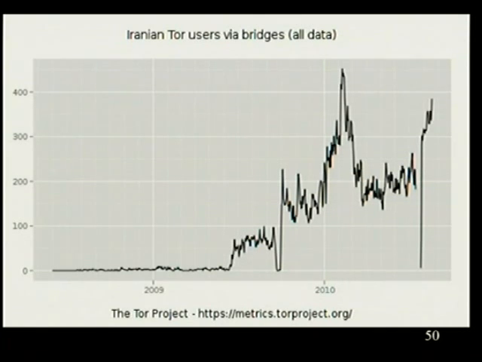Is anybody else being DDoSed? And the answer is no, usually it's just you. So there have been no coordinated DDoS attacks on the whole network. But periodically people do try to knock off individual relays without even knowing that it's Tor they're attacking, I think.